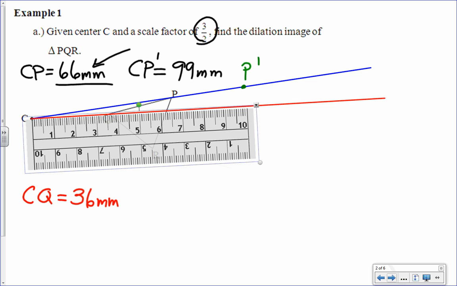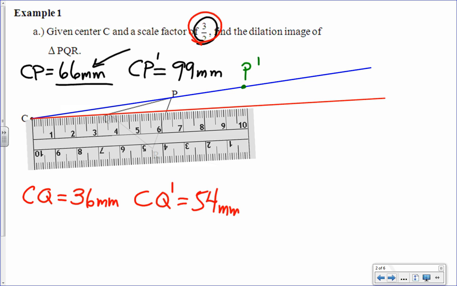So we got 36. Now what I need to figure out is, how far would it be from C to Q prime? Once Q has all been done and moved, how far would it be? Again, our scale factor is 1.5. So take 36 times 1.5, and that will tell you how far out that would be. Half of that is 18, so if I add that on top, that would be 1.5. And so what would that be, 54, I believe? 54 millimeters.